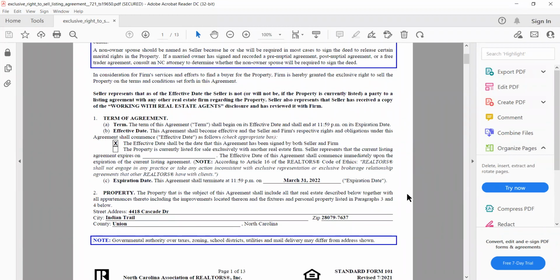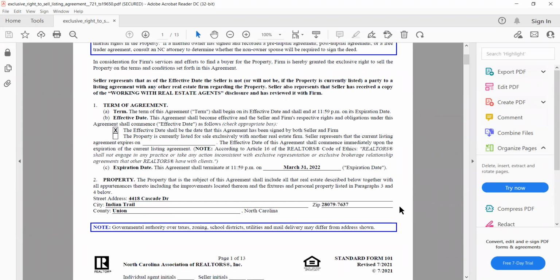All right, number one are the terms of the agreement. The only thing I'm gonna note here is make sure you have the right boxes checked and the right blanks filled. Okay, so if we look under 1 subset B, effective date, when is the effective date? It is going to be the top box. The effective date shall be the date that this agreement has been signed by both seller and firm. Unless the property is currently listed for sale exclusively with another real estate firm, seller represents that the current listing agreement expires on X date.